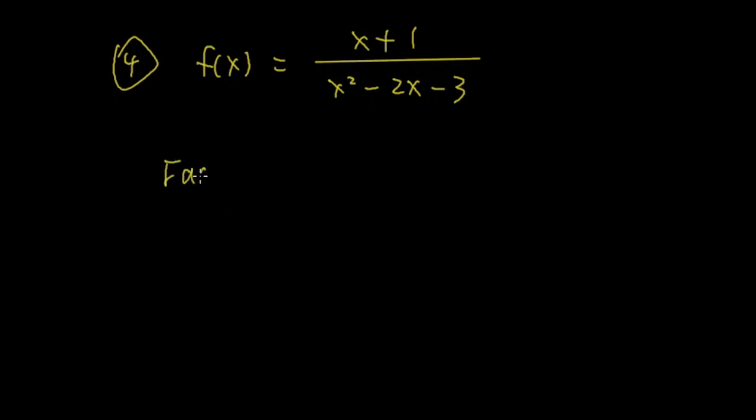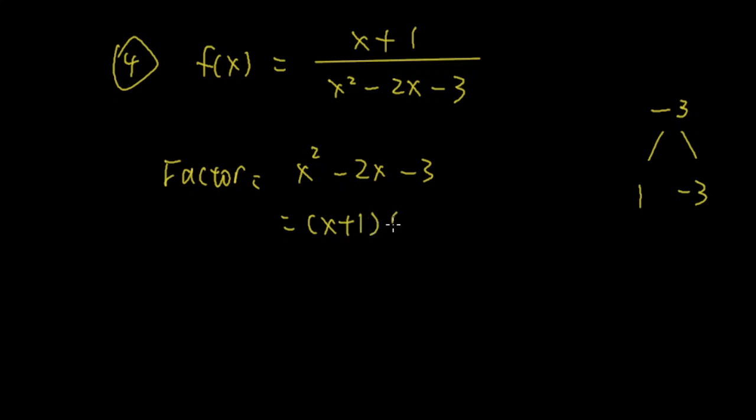Now, let's do this. Factor x squared minus 2x minus 3. Okay, find two numbers that when you multiply together give you negative 3, and when you add together give you negative 2. That will be 1 and negative 3. So that is equal to x plus 1 times x minus 3. Okay, rewrite this function. The denominator is this.